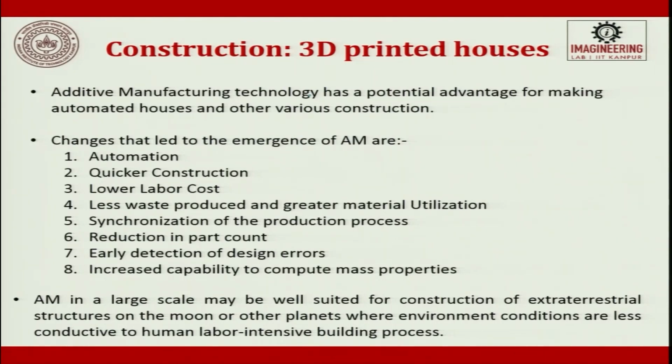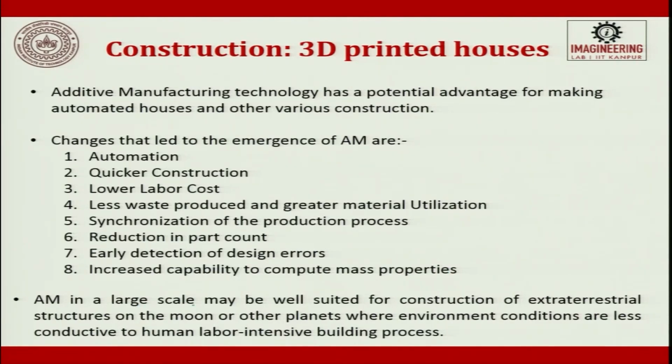So, additive manufacturing technology has a potential advantage for making the automated house and other various constructions. The changes that led to the emergence of AM are automation, quicker construction cement materials, lowering the labor cost, less wastage, synchronization of the production process, reduction in the part count, early detection of design errors and increasing capability to compute mass properties.